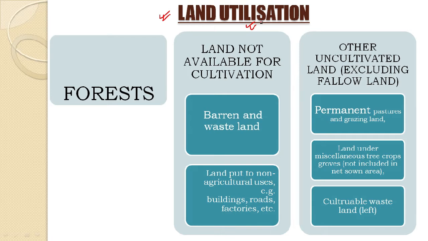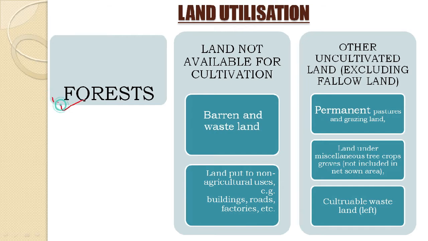Utilization means to use something, to put something to proper use, and the way something is used is known as utilization. So if we combine land with utilization, it becomes the way of using land, the way of putting any kind of land to use. So let us quickly go through the different types of land utilization.